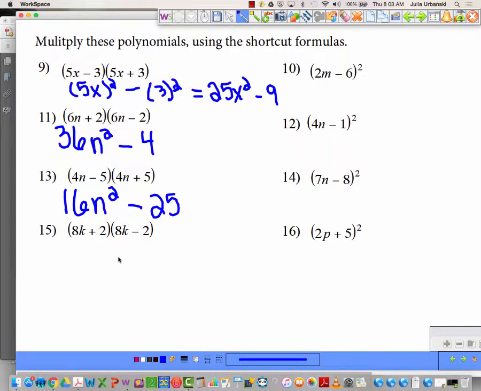Do this last one with me. What would it be? 64k squared. And then what? Minus 4. Okay? This is a special case. It only works when everything matches but one's positive and one's negative. All right, and we'll practice that some more before you have to do them on your own.